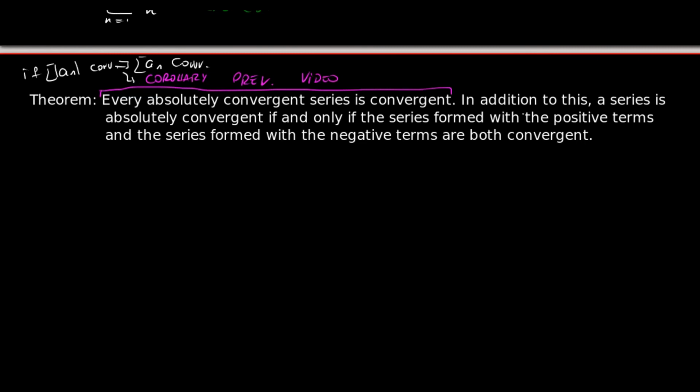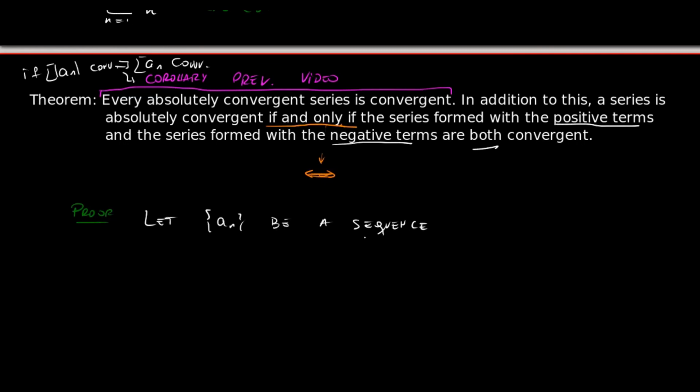And it says, in addition to this, a series is absolutely convergent if and only if, notice that if and only if means that both ways are valid, the series formed with the positive terms and the series formed with the negative terms are both convergent. Let's look at the proof. We have a sequence. And what we're going to do is, as we have to work with the positive and the negative terms, we're going to separate the sequence into two.